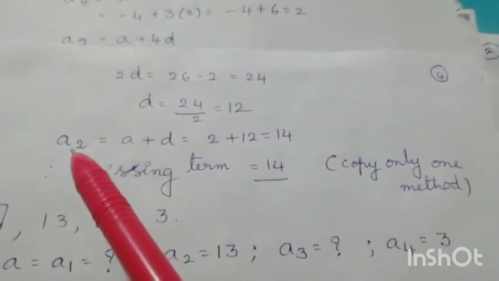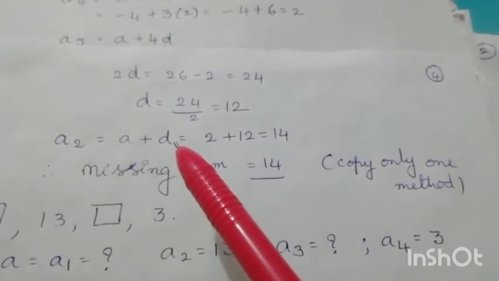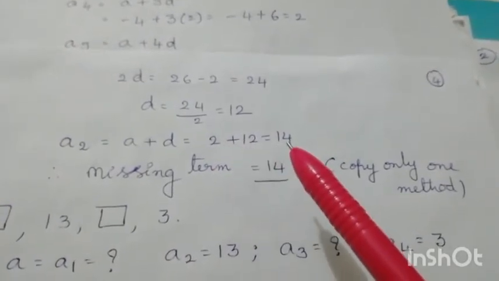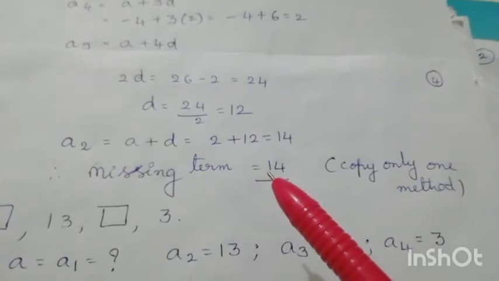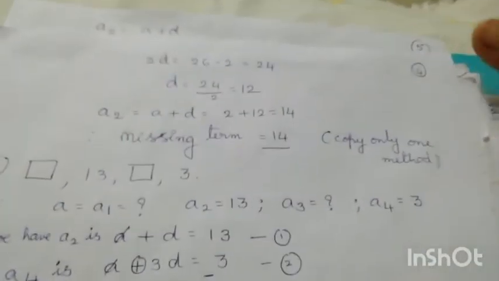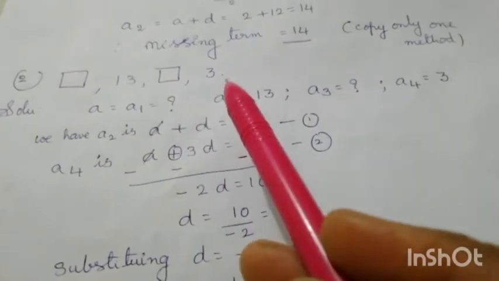We have to find A2. A2 is nothing but A plus D. A value is 2 and D is 12. So 2 plus 12 is 14. Therefore the missing term is equal to 14. In these two methods you will copy only one method. Now the second bit, dash, 13, dash, 3.